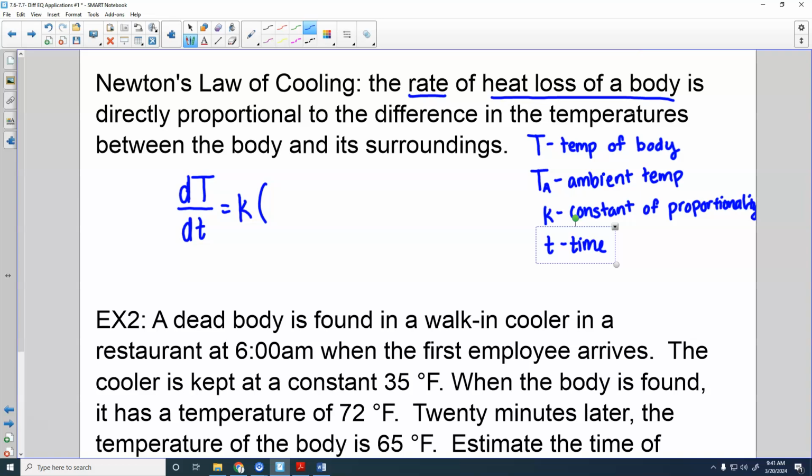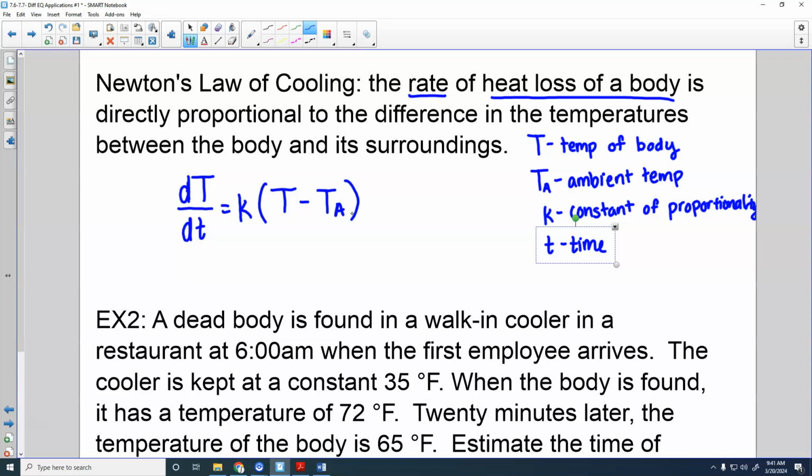We're going to use the T sub A, but it's the difference between the body temperature and the surrounding temperature. Difference tells us to do what? Subtract. So you're going to have capital T minus T sub A. Okay? This is your law for Newton's law of cooling.